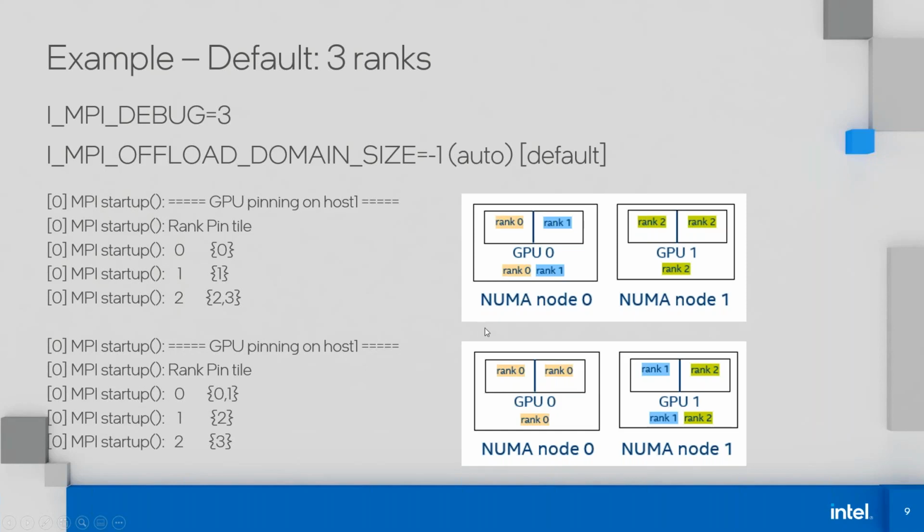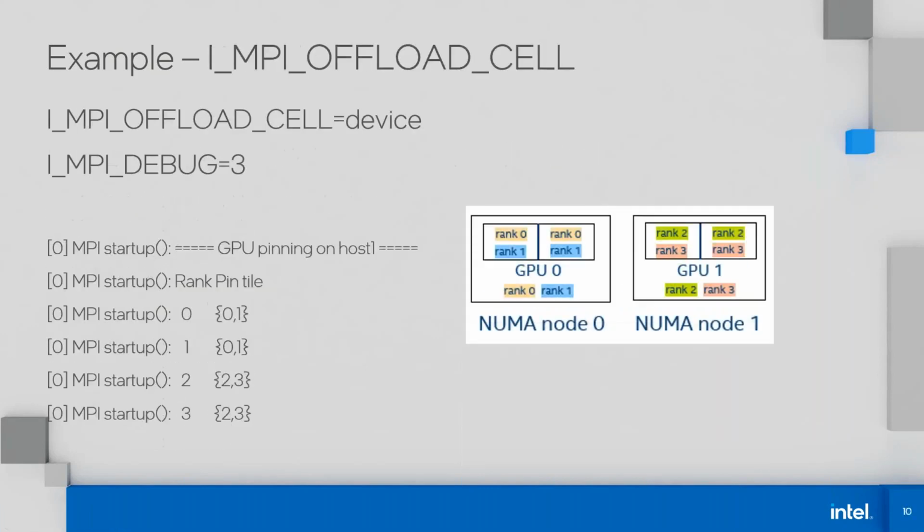So I would like to say that the result of GPU pinning depends on which NUMA node the ranks and GPUs are allocated. So here you can see the difference. So another variable, I_MPI_OFFLOAD_CELL. This variable controls what base unit is used in pinning. The default value is tile, but you can change it to device. And the full device with all tiles on the device will be visible for the rank.